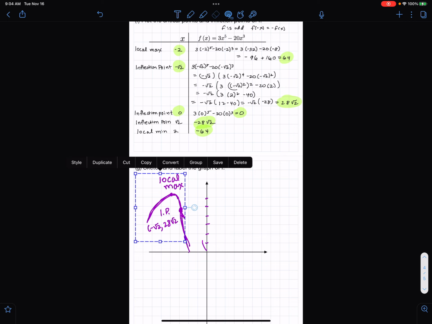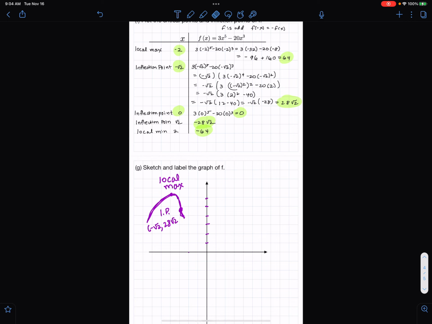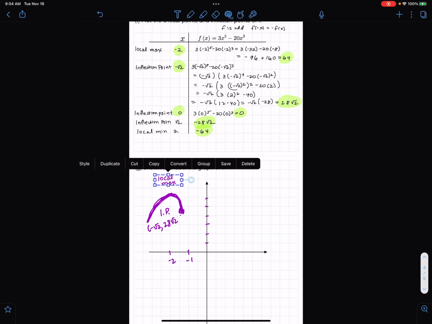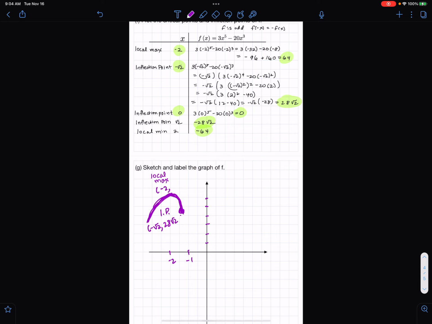Let me make it so that it goes like this. Negative 1, negative 2. I want a really good picture. No, just joke. I want it to be decent. Okay, so there's my inflection point, and the local max, as we saw, is negative 2, 64. Okay, so then you get this inflection point, but then it goes concave up.